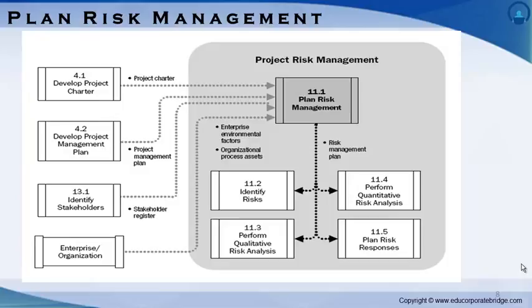by the performing organization. Using the tools and techniques, the output is the risk management plan, which is an input to 4 other processes in the risk management knowledge area itself. The processes are identify risks, perform qualitative risk analysis, perform quantitative risk analysis, and plan risk responses.